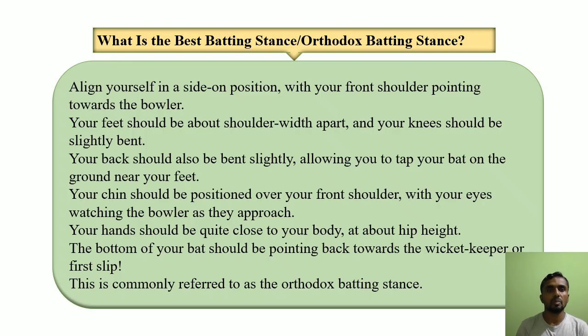This line is so important along with the previous one and the next one. Your back shoulder should also be bent slightly, allowing you to tap your bat on the ground near your feet. Yes, this is also important. Your chin, that I mentioned here, should be positioned over your front shoulder with your eyes watching the bowler as they approach.